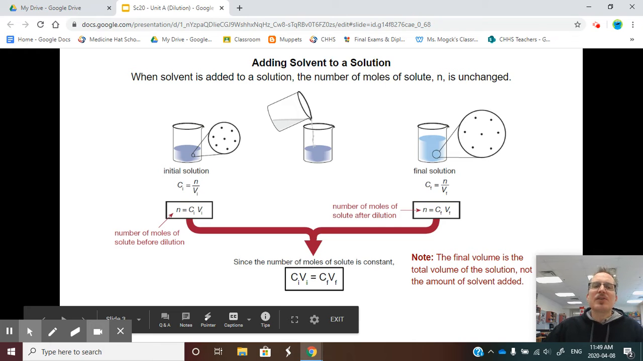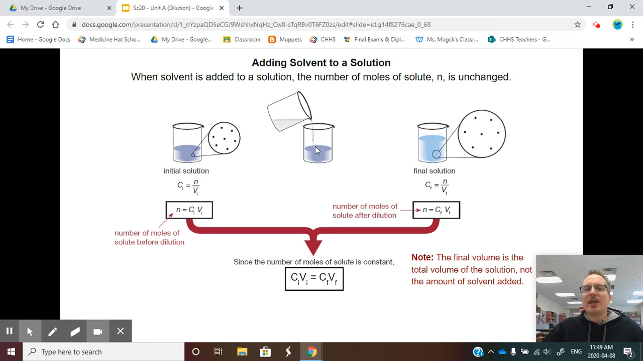Now, if we look at this example, we have an initial solution and a final solution. In between the two of these, we're going to add water. And you've seen this picture before. In my initial solution, I'm going to have 7 particles of my solute. In my final solution, I'm still going to have 7 particles of solute, but you'll notice the space between them is greater because we are adding more solvent.